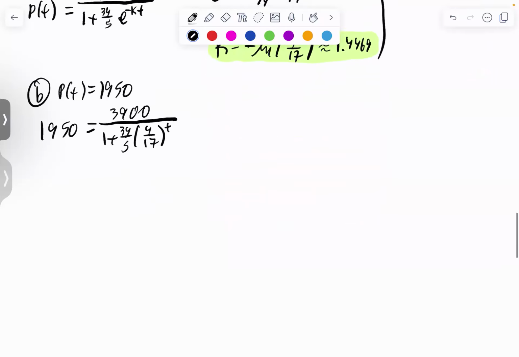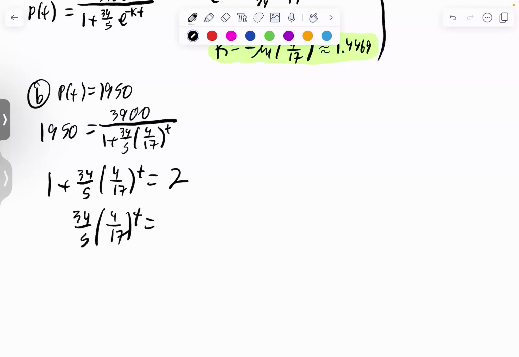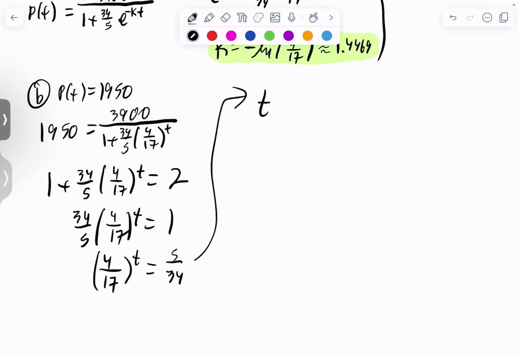And once again, I'm going to cross multiply. I'm going to get 1 plus 34 over 5, 4 over 17 to the t power equals 3,900 divided by 1950, which is just 2. So 2 minus 1 is just 1, which means 34 over 5, 4 over 17 to the t power equals 1. Taking the log of both sides, I get t natural log of 4 over 17 equals the natural log of 5 over 24.